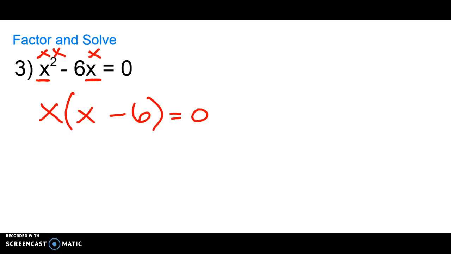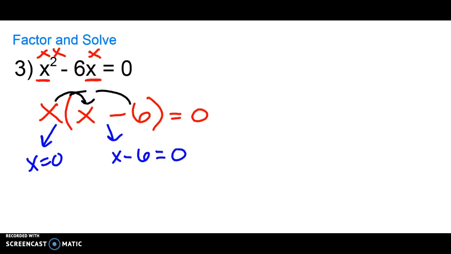Again, you can check yourself by distributing really quickly. You would get x squared, and I would get minus 6x, which is back to where I started, so I know I factored it correctly. So I know it seems crazy, but that's factored, which means now I can apply the zero product property. And so I'm going to set each of my terms equal to 0, and then solve. Well, x equals 0, that's already x by itself, and then all I have to do is add over 6, and here's my other answer.